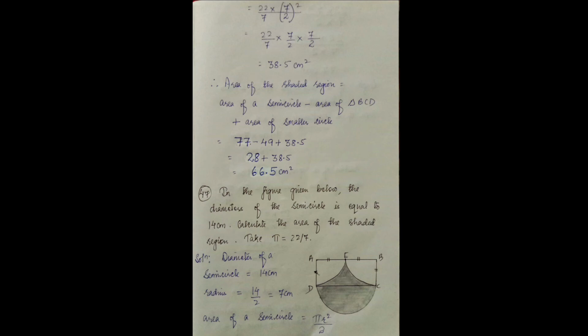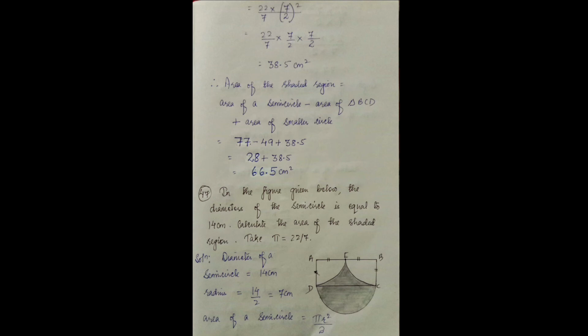Now next is question number 47. In the figure given below, the diameter of a semicircle is equal to 14 centimeters. See, you can see here one semicircle is given here whose diameter is 14. Diameter is this one, this is 14. That means the radius of the circle is half of 14, which is 7 centimeter.